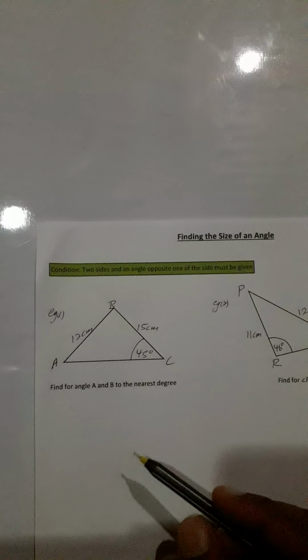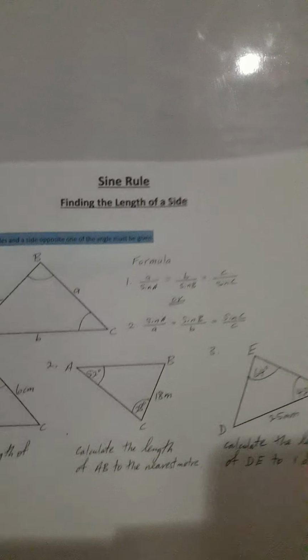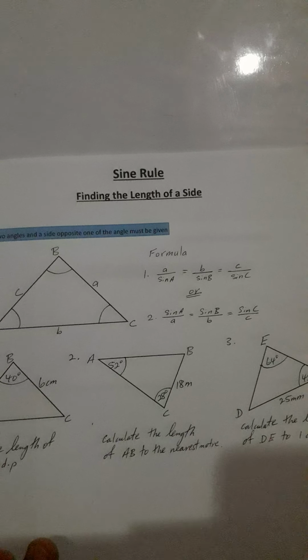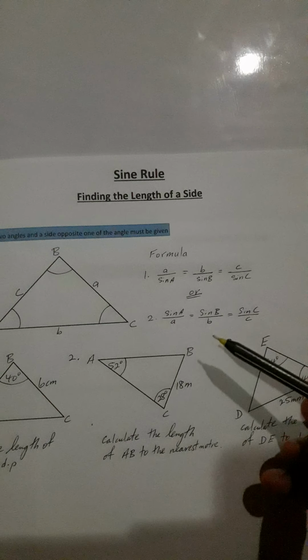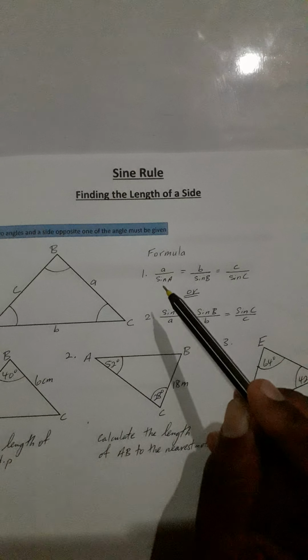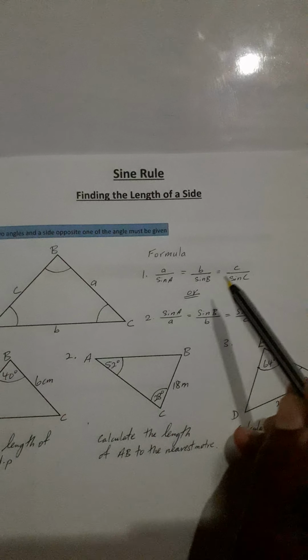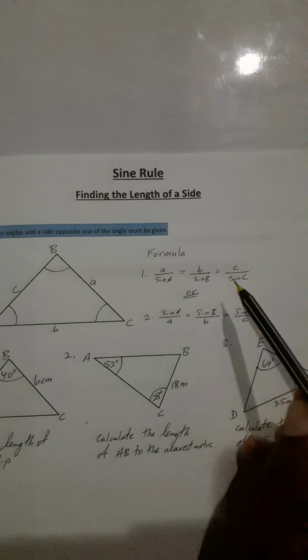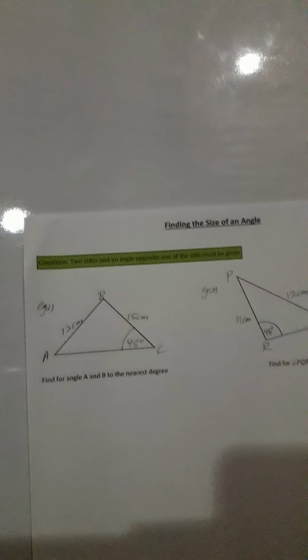Good. And if you remember from the last video when we looked at finding the length of a side using the same sine rule, there are two variations to the formula. This is the most popular one used. The sine rule formula has three parts: 1, 2, 3. A over sine A equals B over sine B equals C over sine C. But only two parts are needed for a question. Good. So it all depends on the two sides that are given.